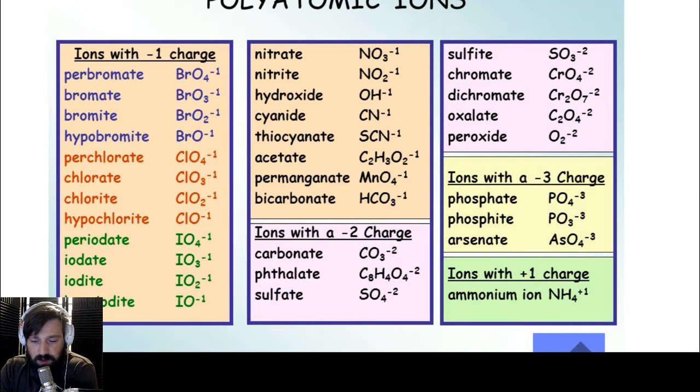Last time we were talking about binary ionic compounds where you have sodium and chloride. Those ions, the sodium ion and the chloride ion, are both single atoms, right? Now we're going to be talking about something called polyatomic ions. Poly means many, atomic means atoms, and ion means it's an ion.